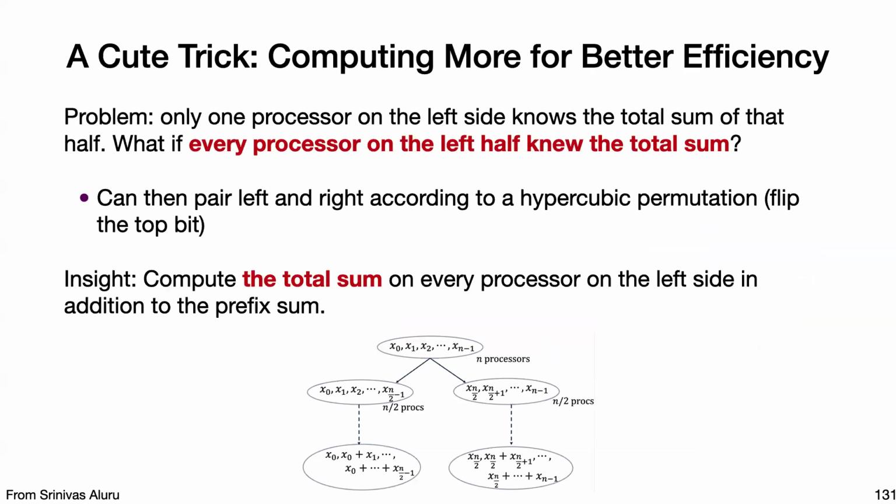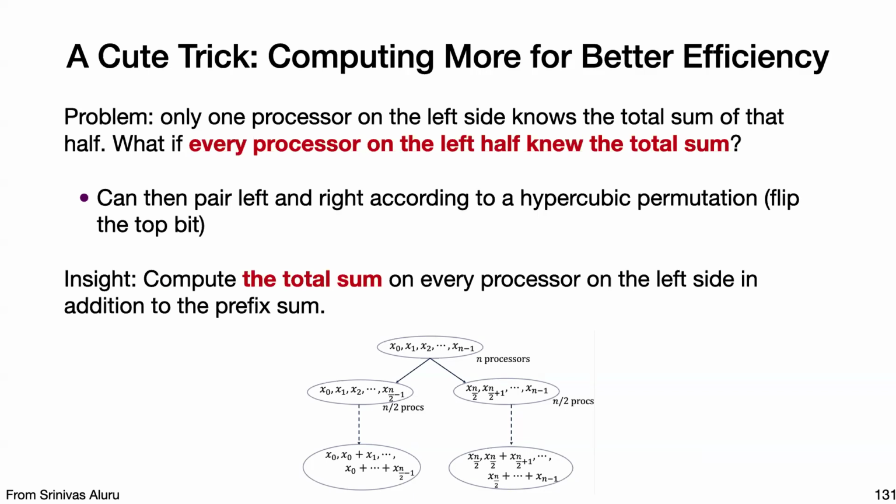So the reason that we had to do the broadcast is that only one processor on the left side knew the total sum of the left side. But if every processor on the left side knew the total sum on the left side, then we could do one single round of communication. Everybody on the left half has a pair, like a neighbor in the right half, and then they all just send. And that's just one single round, and you don't need to do log n broadcast. And that is fine, because that is something that we can do in the hypercube, because everybody in the left half has some neighbor in the right half, you just flip the top bit.